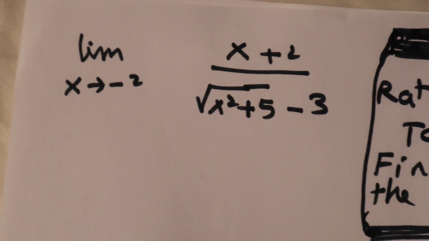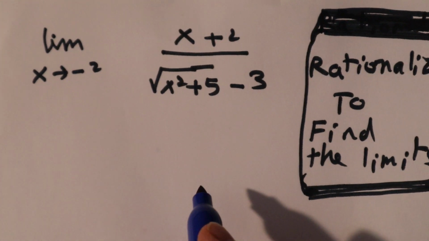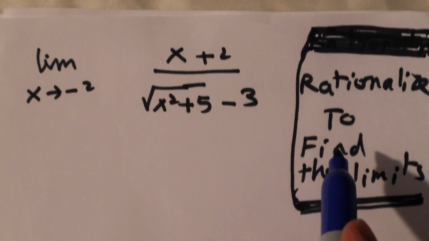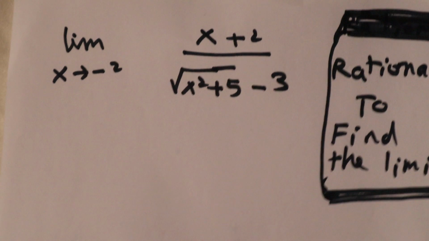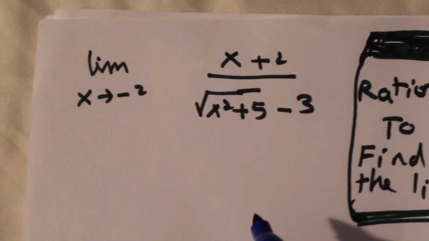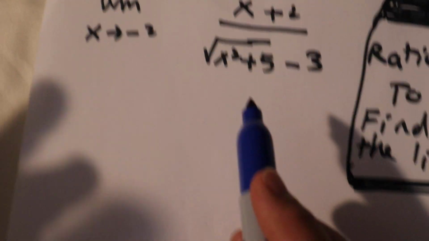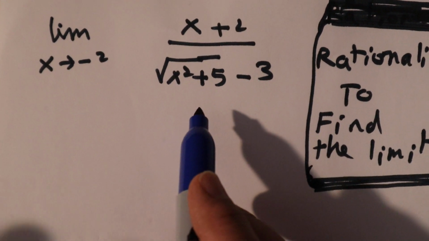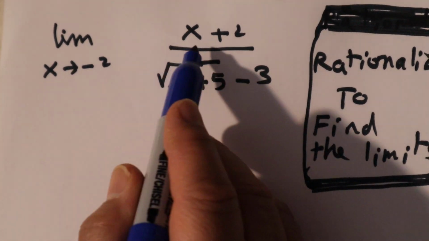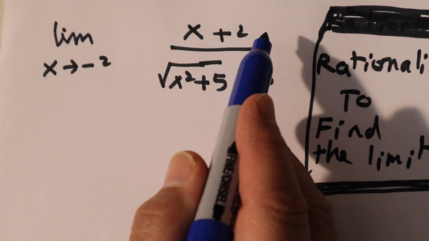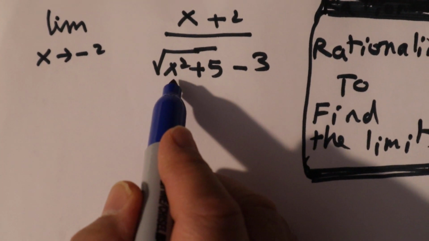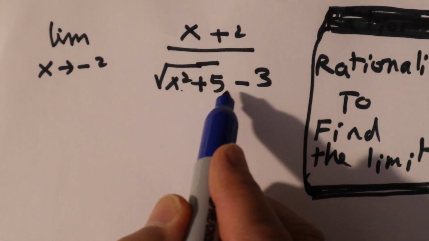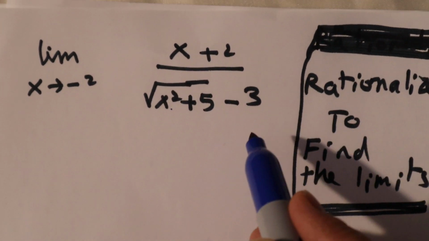Okay, we learned today how to find the limit using rationalize. Rationalize a rational function. How's that? If you're given a function where the numerator or denominator has a radical, and you plug in -2 here, -2 plus 2 is 0, and if you plug in -2 here, -2 squared is 4 plus 5 is 9, square root of 9 is 3, then 3 minus 3 is 0. It would be 0 over 0.